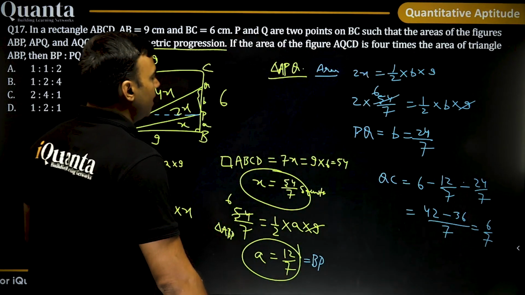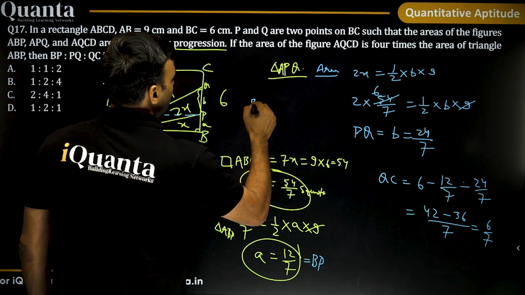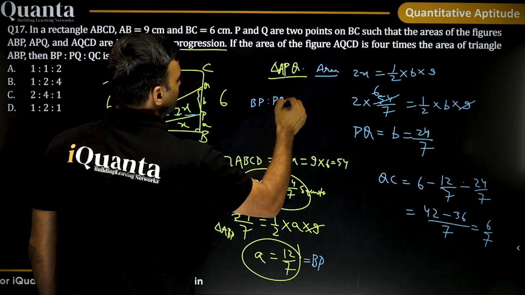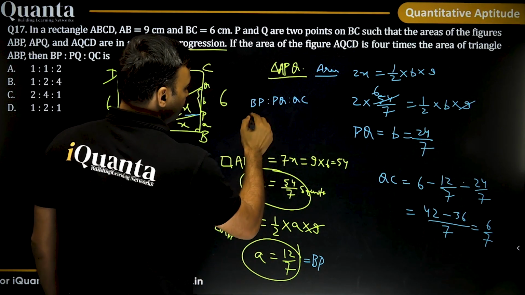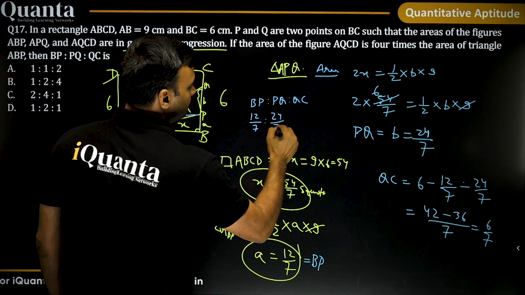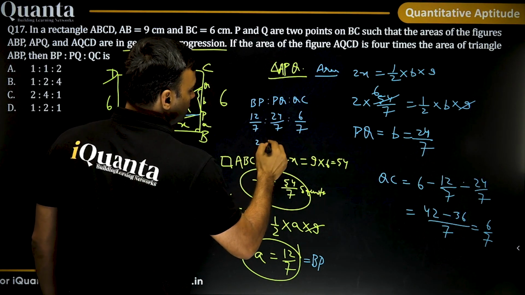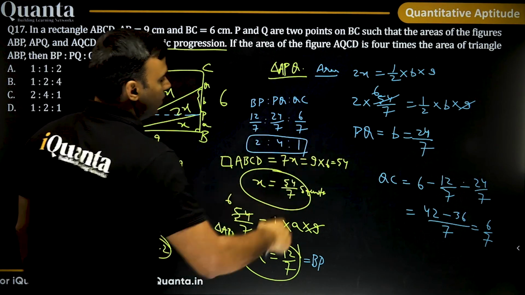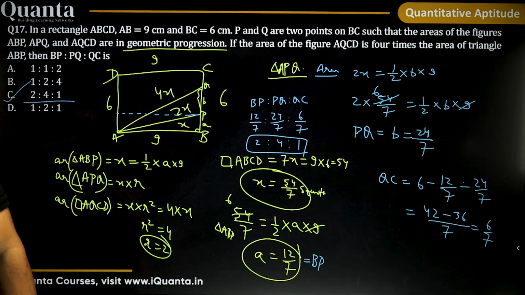So the required ratio of BP is to PQ is to QC. BP is 12 by 7, PQ is 24 by 7, QC is 6 by 7. So 7, 7, 7 cancel and we get 2 is to 4 is to 1. Wow. So the required ratio is 2 is to 4 is to 1. Option C is the correct answer, right?